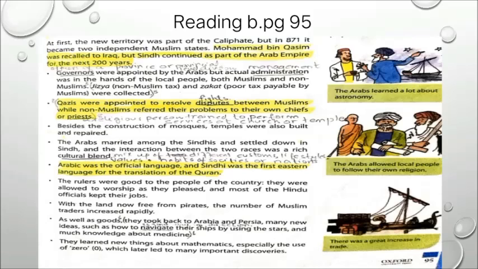Now, on the right hand side, you can see 3 pictures. The first picture says, the Arabs learned a lot about astronomy. What is astronomy? Astronomy is a branch of science in which we study the physical universe that exists beyond the Earth's atmosphere, in which we study space, the stars, their location, their composition, each and everything.